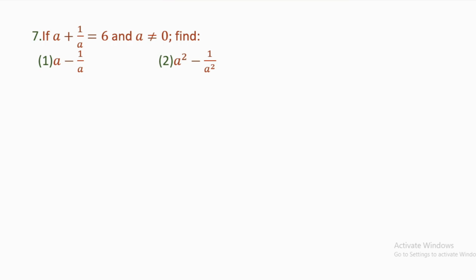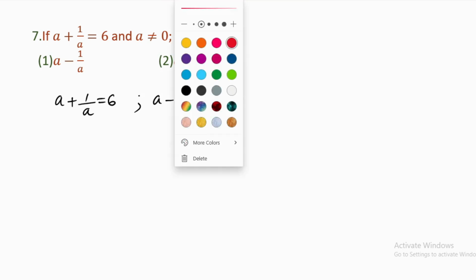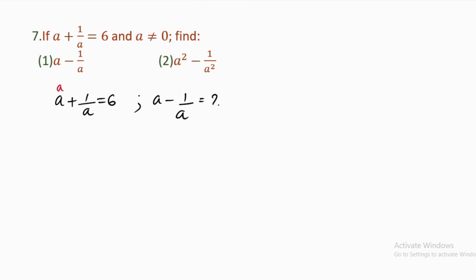So go to the first one, that is a minus 1 by a is what we have to find. See, given that a plus 1 by a equal to 6 and a minus 1 by a is what we have to find. Now see here, it is in the form a plus b, right? And here see if it can be in the form a minus b. If a plus b is given, I have to find a minus b, where I can take a as a itself and b as 1 by a.